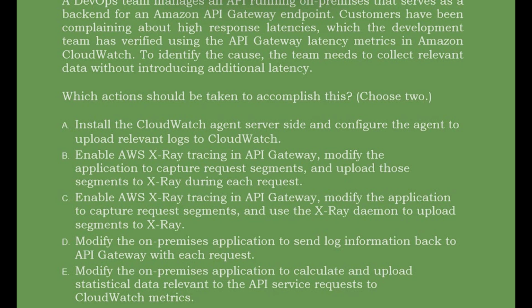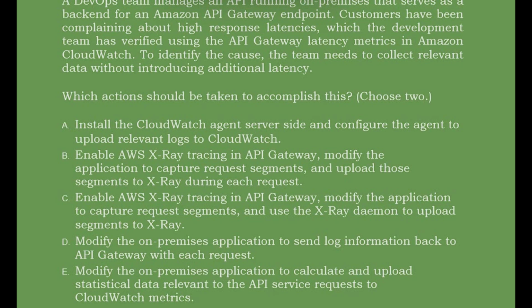Option C. Enable AWS X-Ray tracing in API Gateway. Modify the application to capture request segments and use the X-Ray daemon to upload segments to X-Ray.